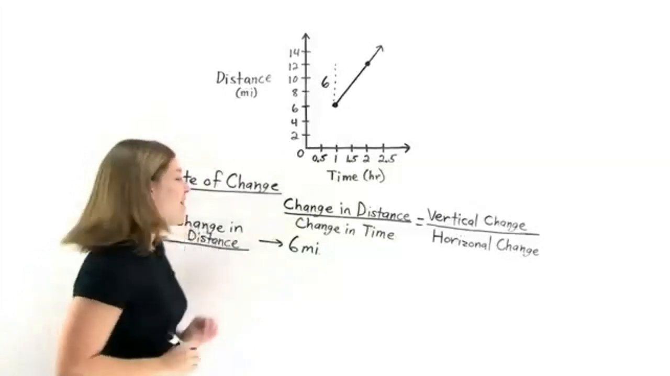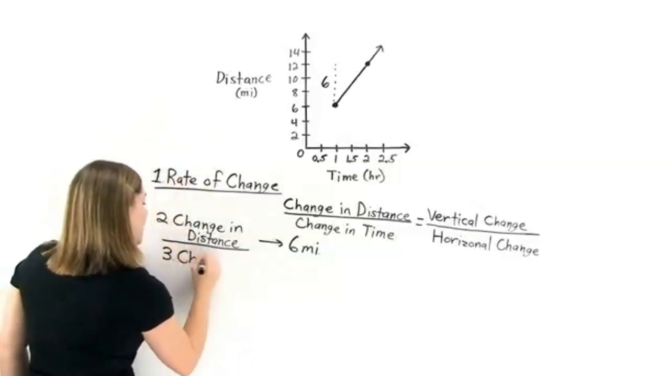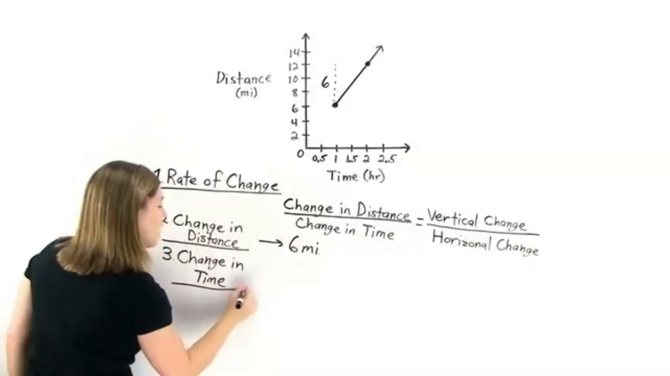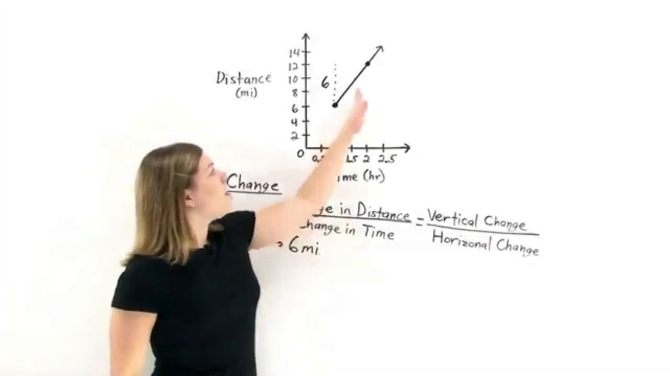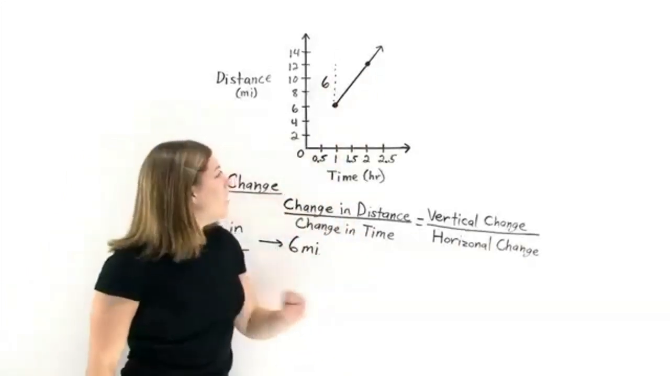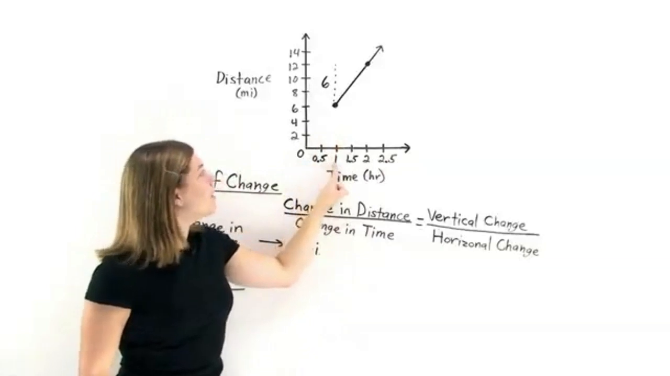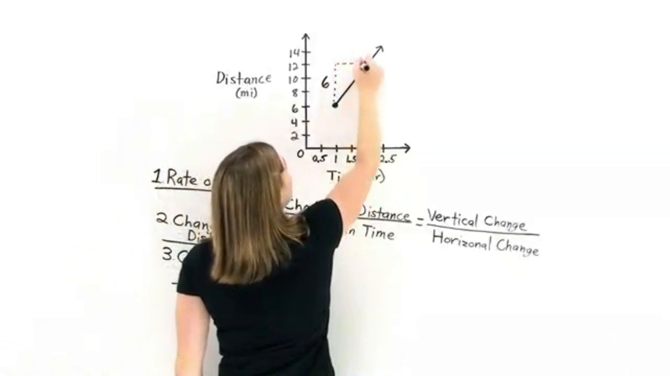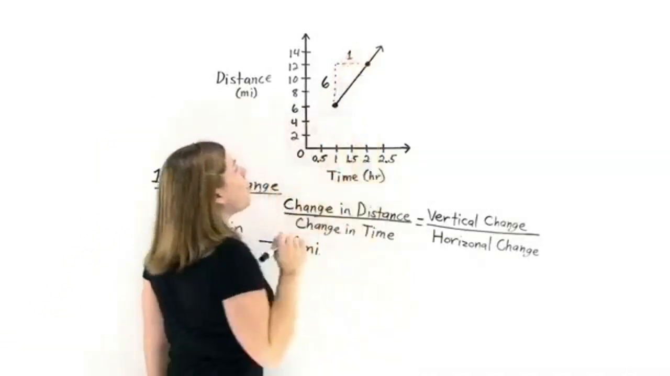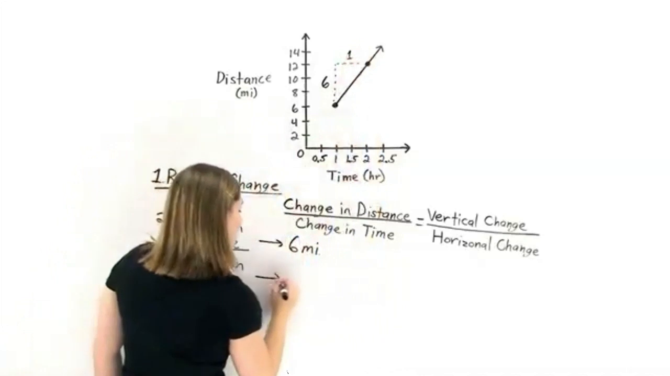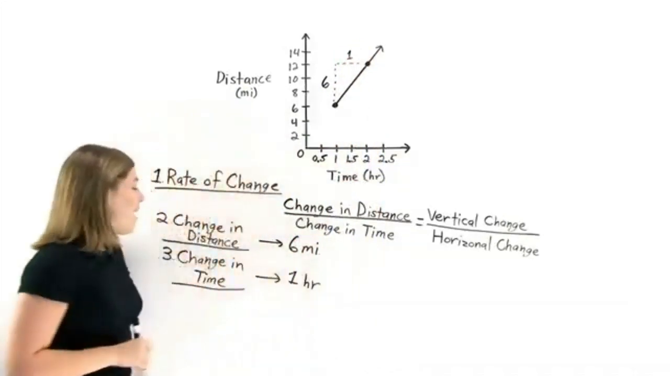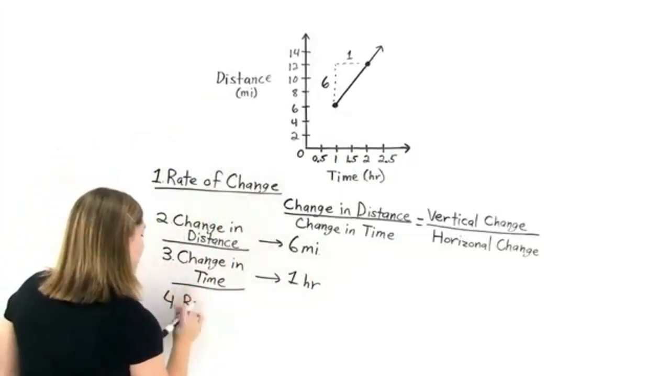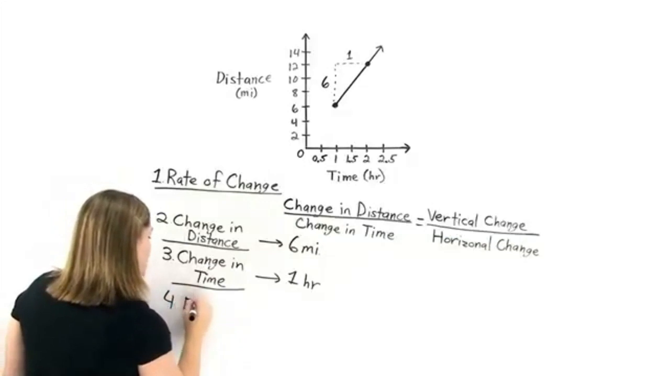Great! Now let's do the same thing to find the change in time. Here, to find the change in time, we want to find that horizontal change between the positions of these 2 points. Well, here with this point, we start at the 1 hour mark. And at this point, we're at the 2 hour mark. The difference between 1 hour and 2 hours is 1 hour. That is our change in time, 1 hour. Now we have our change in distance and our change in time. That means that we can put these together to find our rate of change.